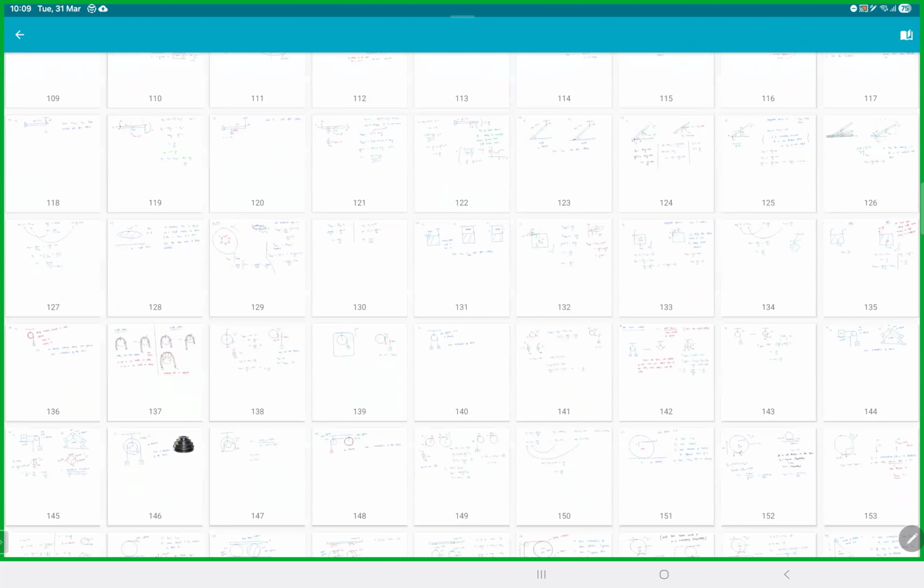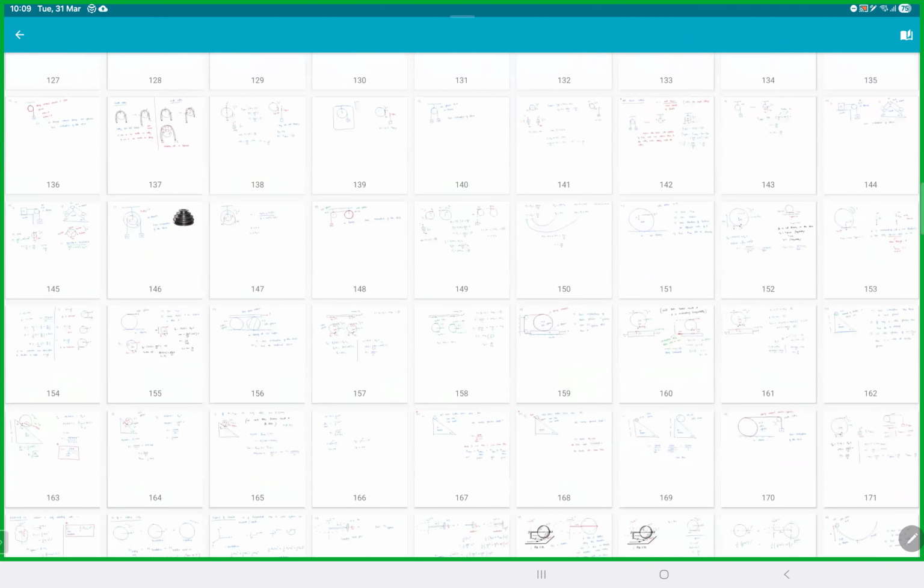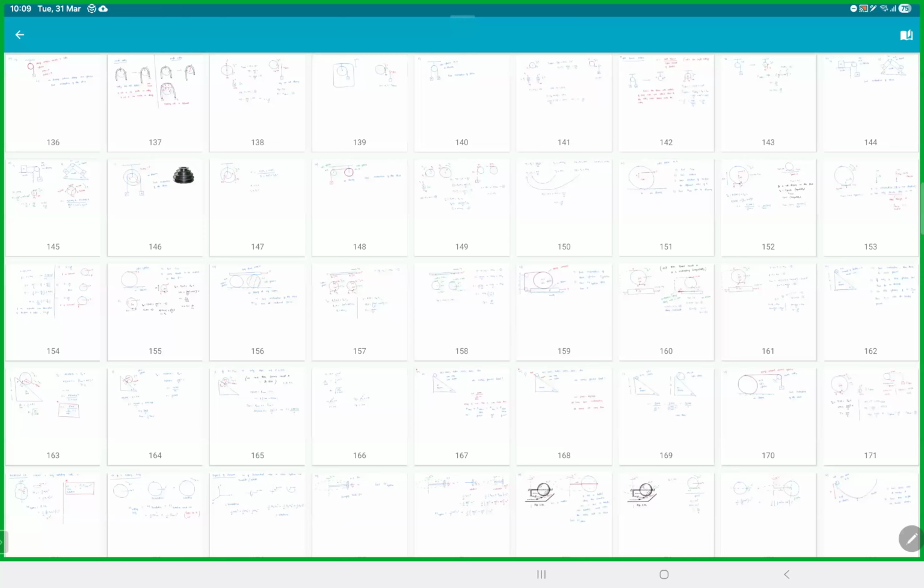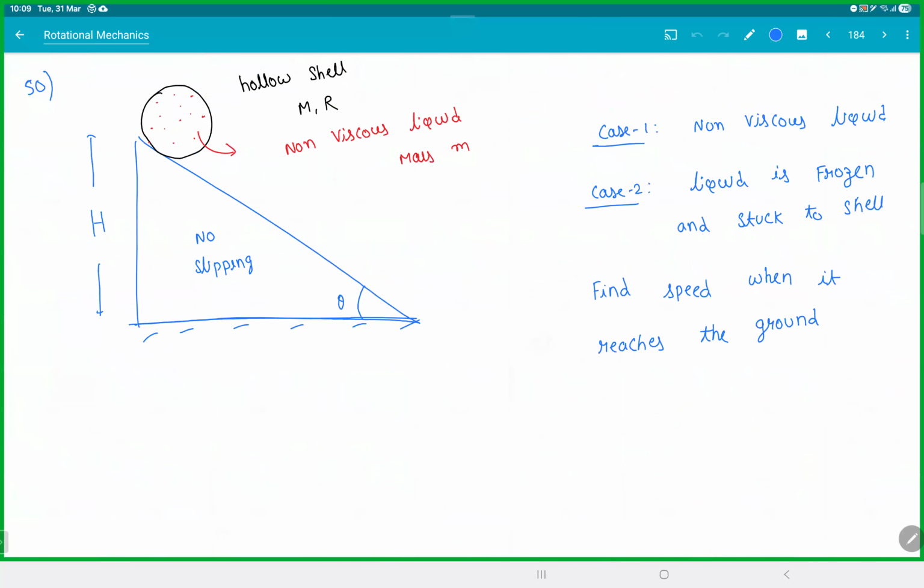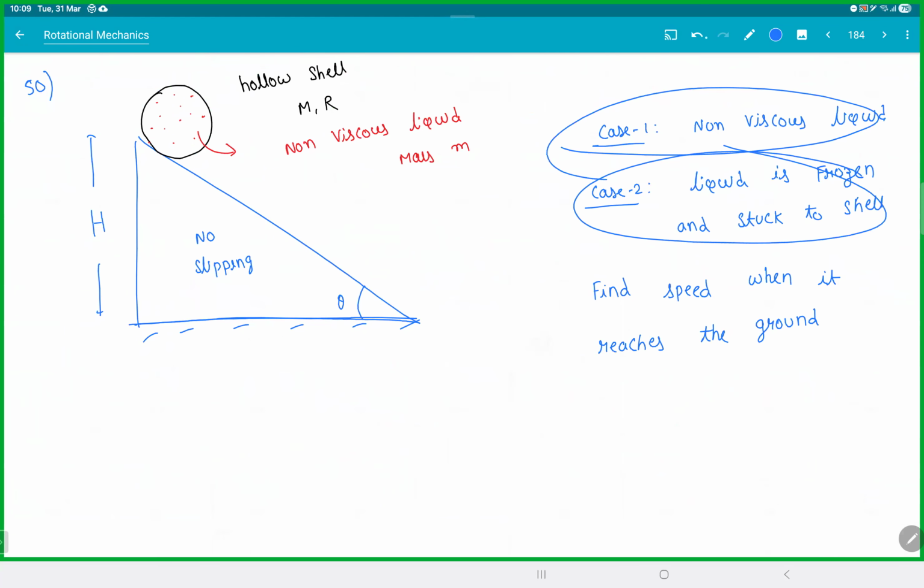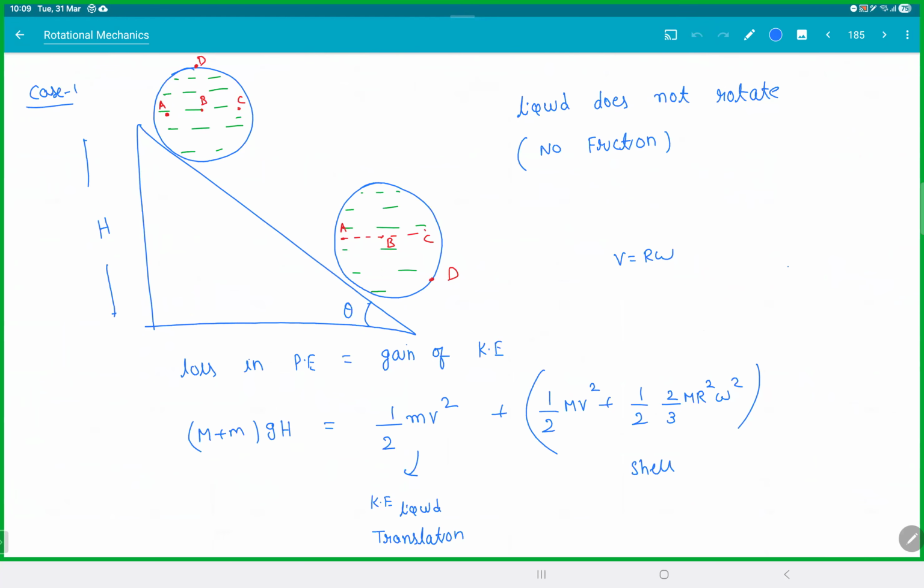This you saw in work power energy here. Do you guys remember this question? We have a hollow shell filled with liquid. Case 1, non-viscous liquid. Case 2, it is frozen to ice. And then we argued this way. If you see, since the liquid cannot rotate, the line ABC will always remain ABC.